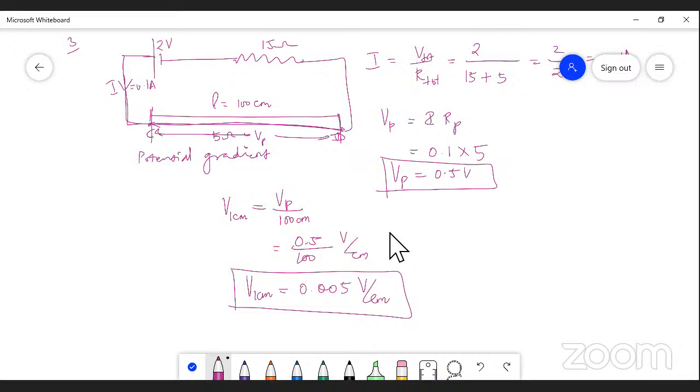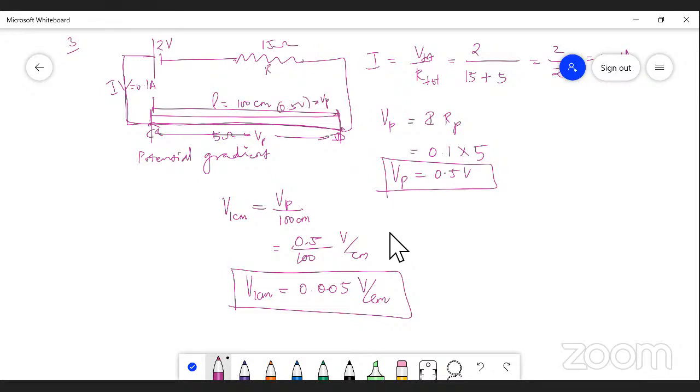Then what is the potential difference across the resistor, meaning the potentiometer wire alone? I can give you a clear picture. If 0.1 ampere flows through the resistor of 5 ohm, the voltage across the potentiometer wire is 0.5 volt. This is the value of potential across the potentiometer wire.